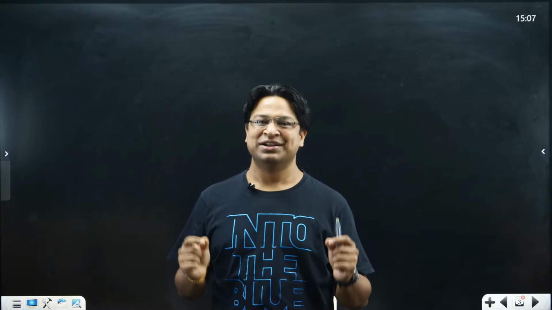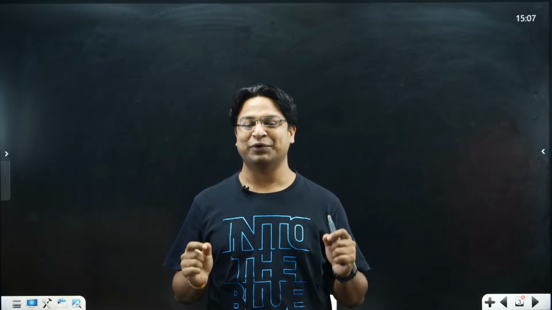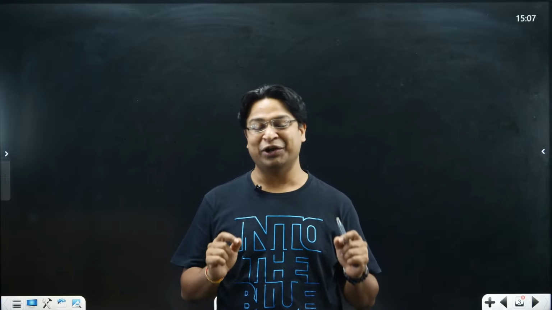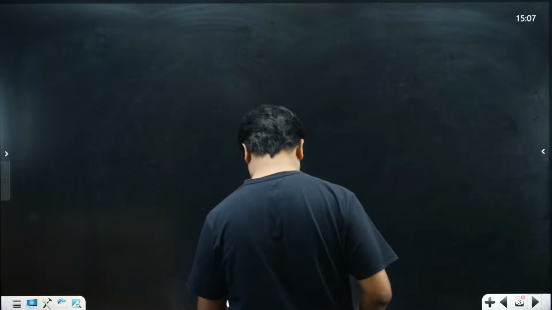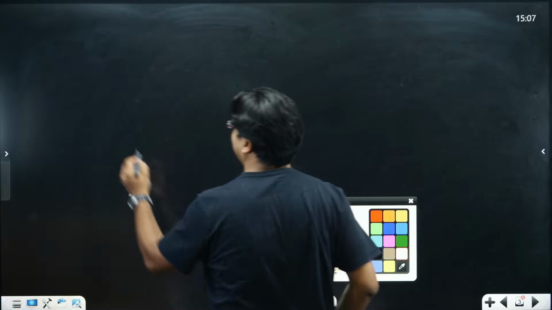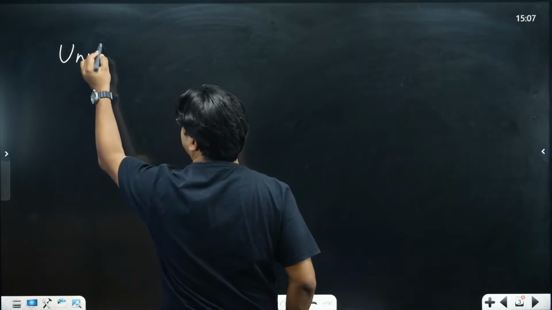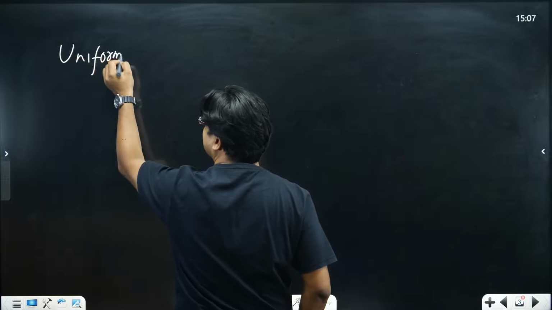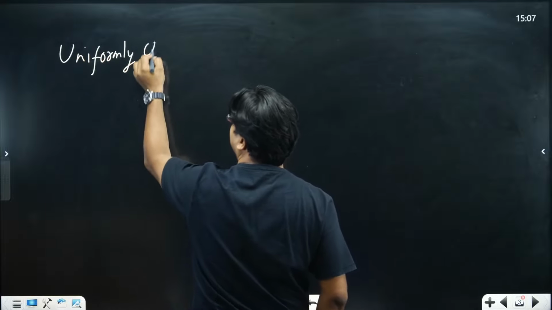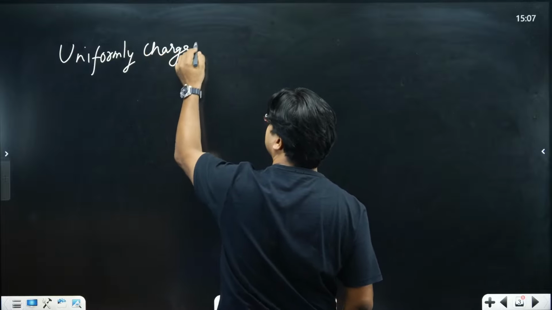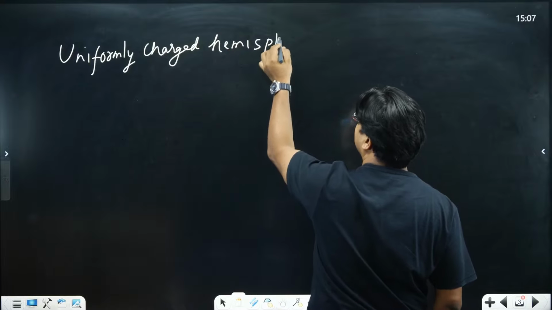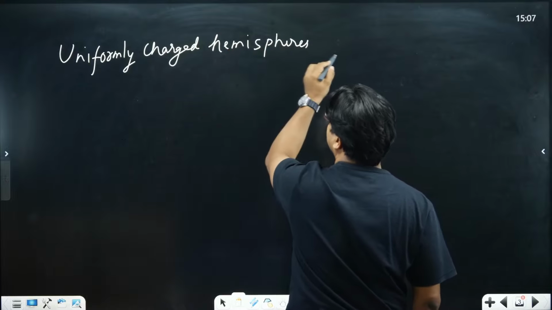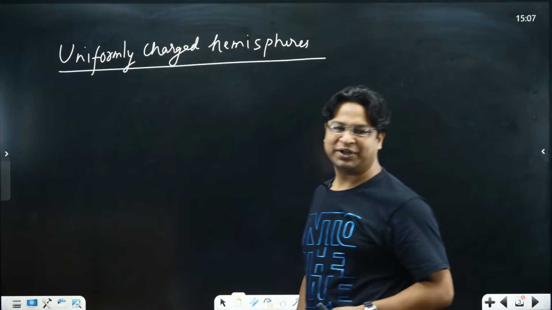Hello dear students. So in the NSEP series today we are going to talk about the uniformly charged hemisphere, and we are going to learn a lot of things about it. Let's get started. The name of the topic is uniformly charged hemisphere, and I promise that you are going to learn great things today. So keep watching everyone.